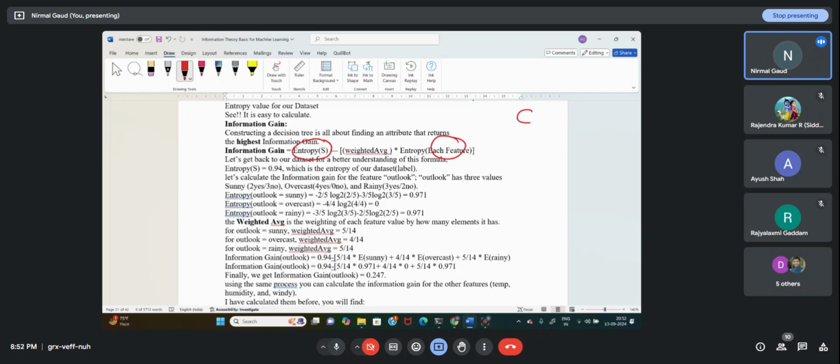That means this is your S source, these are your children. So S, A, B. So entropy of S minus the weighted average. I need to take the weighted average of A and B, multiplied by the entropy of each feature. That means entropy of A and entropy of B, both you have to consider. So let's see how this problem is solved.